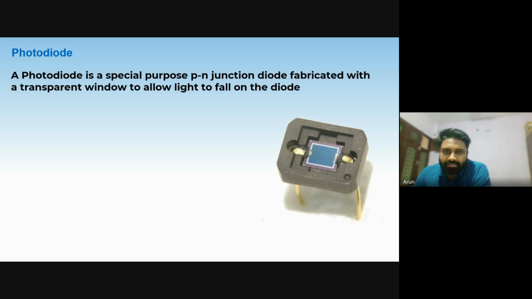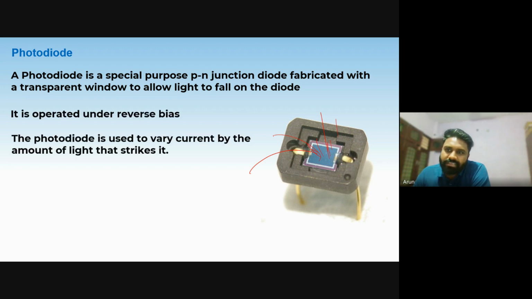So this is the picture of this photodiode. This is the screen on which the radiation will fall. Okay. Or the light will fall. So a photodiode is a special purpose PN junction diode fabricated with a transparent window to allow the light to fall on the diode. So this is very transparent, so the light can easily come through it and get onto it. So it works in reverse biasing.